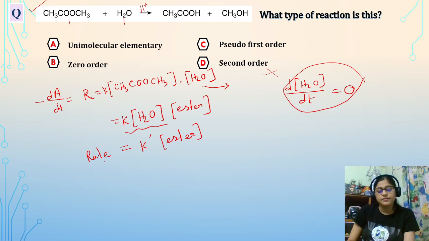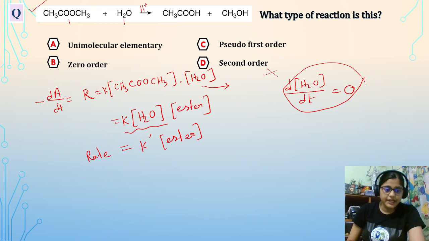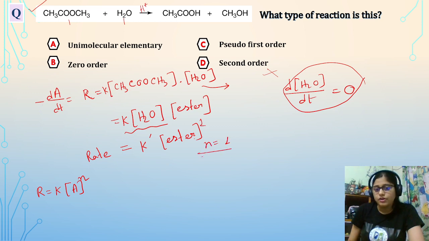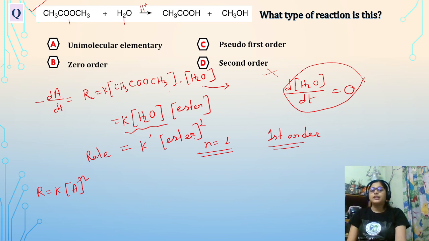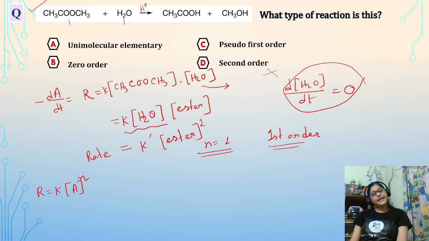This is the rate. We know that in any reaction, when rate equals K[A] to the power something, that power is the order. So here the order is 1, n equals 1. So it will be first order. A second order reaction is actually showing the properties of a first order reaction.